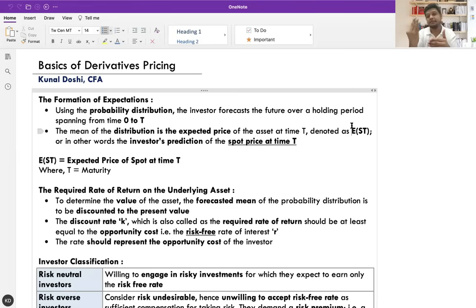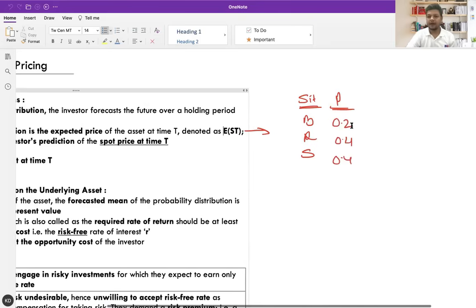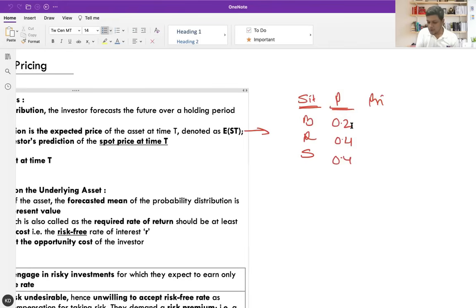Let's say the time is 3 months. So what will be the value of the asset after 3 months? That expected value of the asset after 3 months is called E of ST. And how do we get E of ST, guys? Well, there are different situations out here: the economy will be boom, recession, or stable. Based on that, the probabilities are 20%, 40%, and 40%, and in that case, what will be the price? Whatever the price, the expected price, the weighted average price, is this.